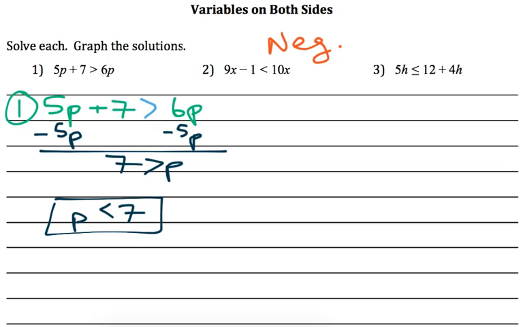And the other thing, too, is I can try a number like 0, which would drop this term out, leaving me with only 7, and 7 is greater than 0. You'll always want to check these.